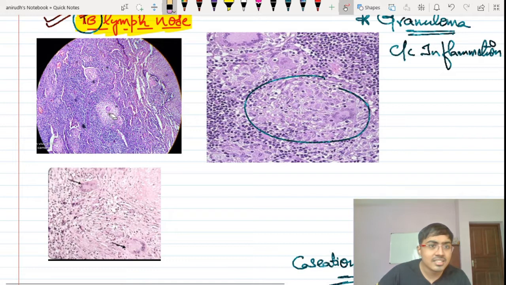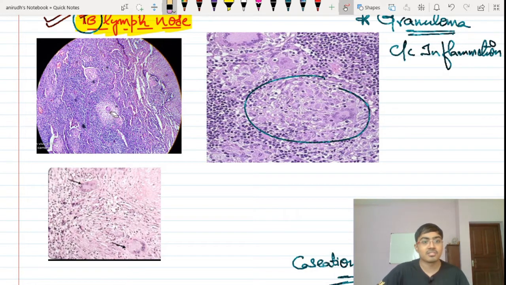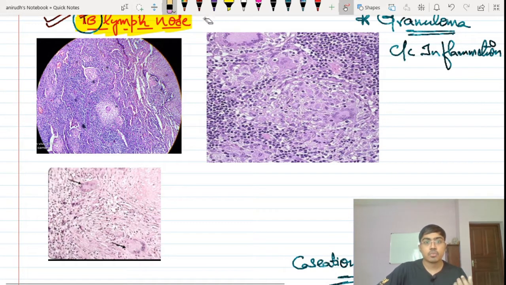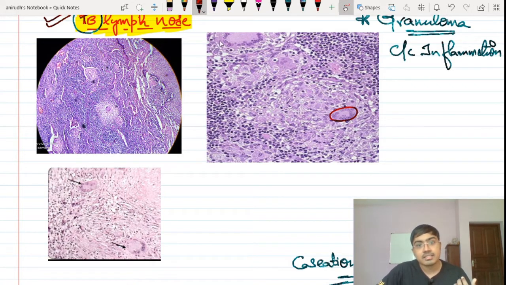Here I think this looks like a giant cell. I don't know if this is a caseation necrosis or a giant cell as such, but if I see this more zoomed in image, I can see this is typically a giant cell. See how big this is compared to a normal macrophage over here. It has a lot of nuclei arranged one after the other in the periphery, right? This is called the horseshoe appearance, and this cell is called the Langerhans giant cell. Do not confuse it with the Langerhans cell.